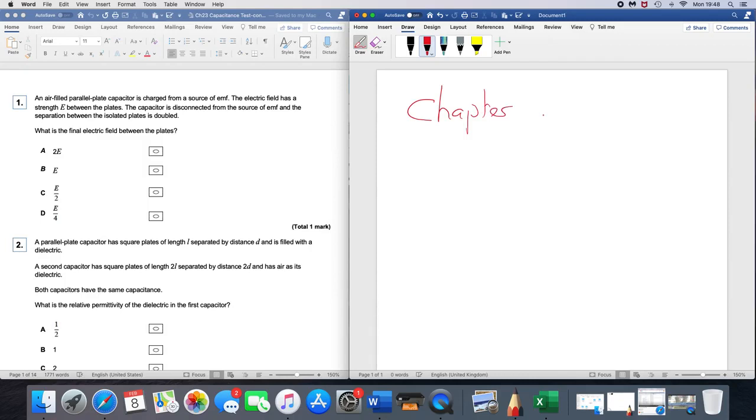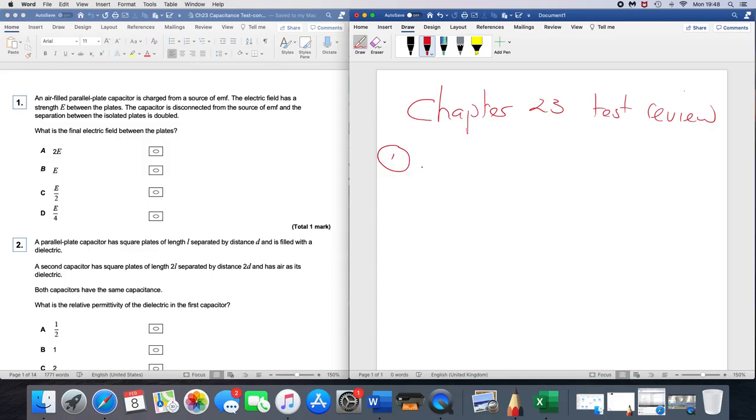Chapter 23 Test Review. Question 1. We have an air-filled parallel plate capacitor, which means we have no epsilon R.